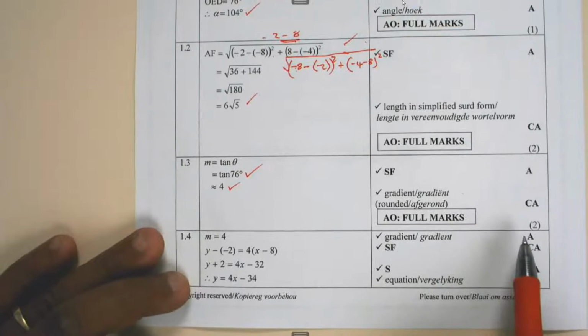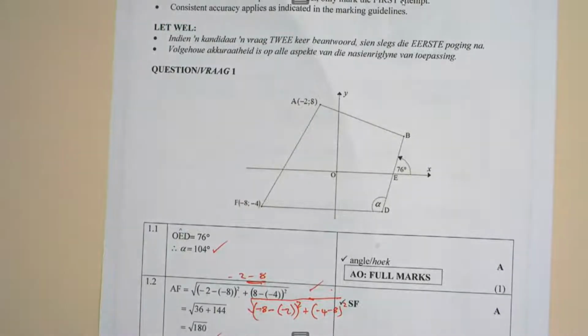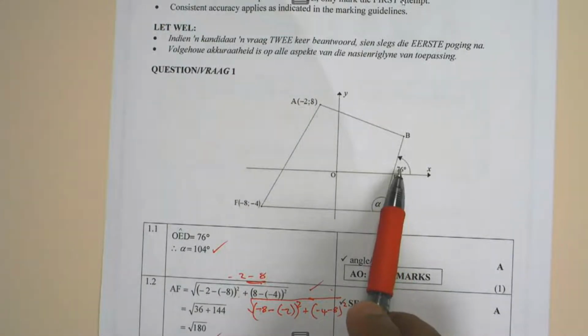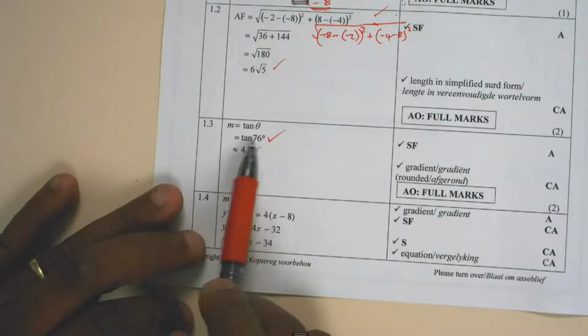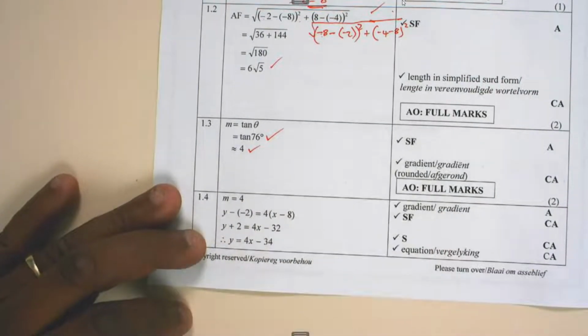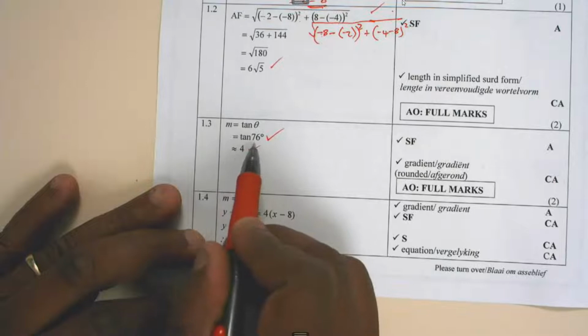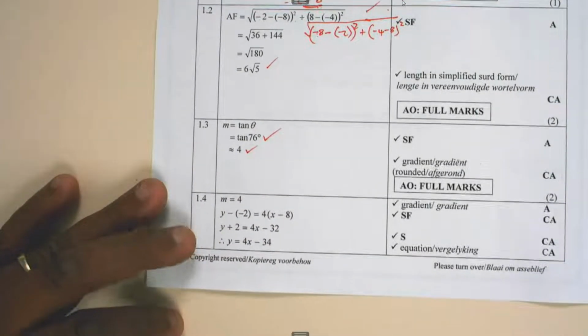But please take note, colleagues, gradient is a CA mark. That simply implies if a learner did not substitute by 76 degrees, but substituted by any angle that we do not know, then it becomes a CA mark, because pressing a calculator to get 4, it's still correct. Therefore, it becomes a CA mark. The learner will be penalized for substitution, but it will be a CA mark for the angle calculated.